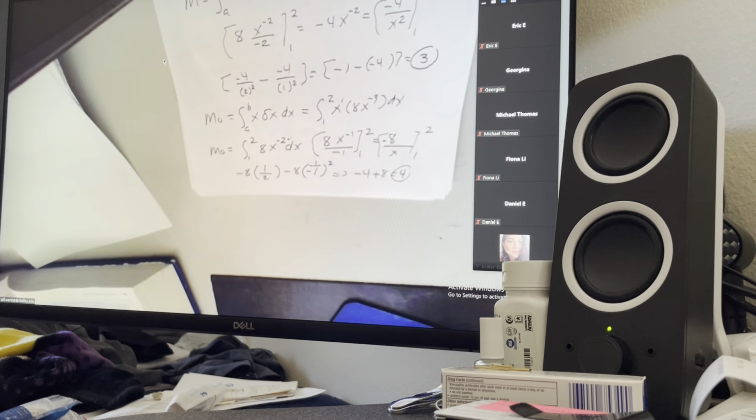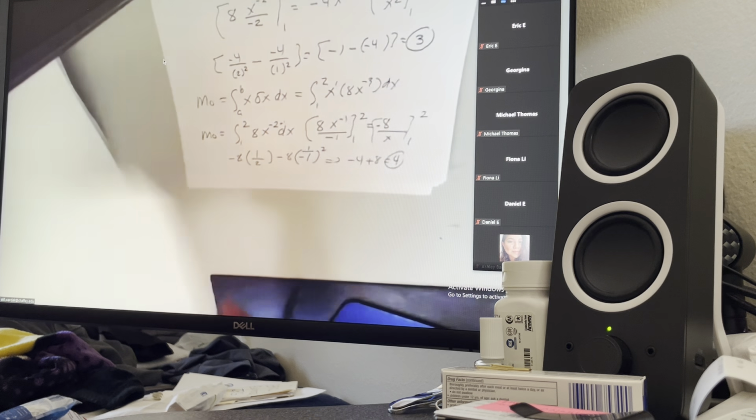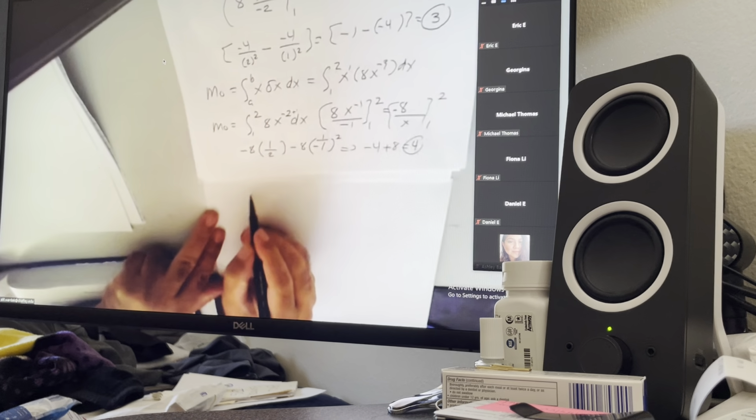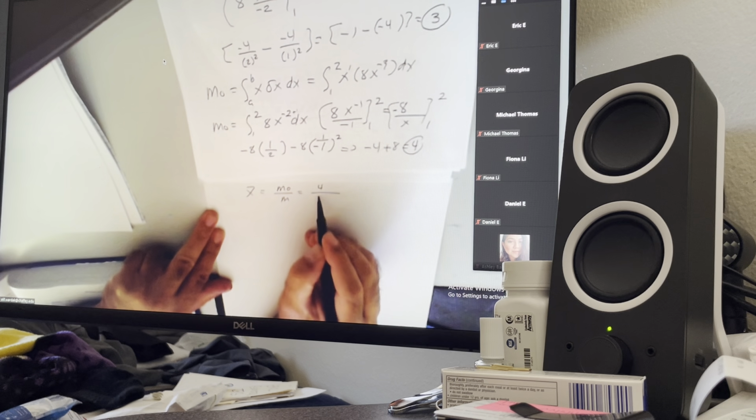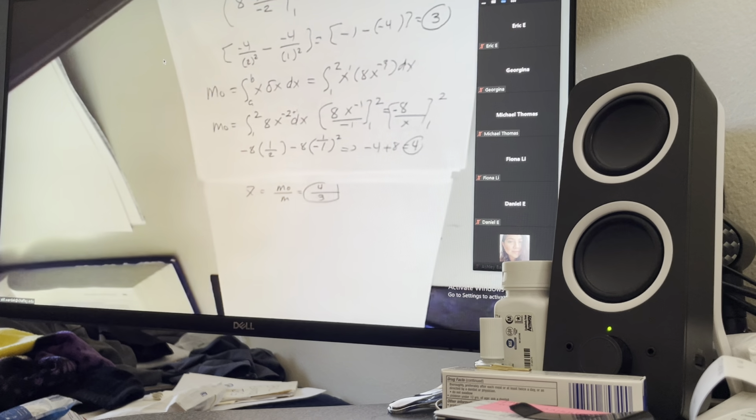Now the last thing is to find the center, which is very simple. The formula is x bar equals the moment over the mass, the origin moment. So we have 4 over 3, and just leave it as a non-decimal. These are the two types of questions you're going to see in the homework, nothing beyond that. Find the mass, find the moment at the origin, and find the center.